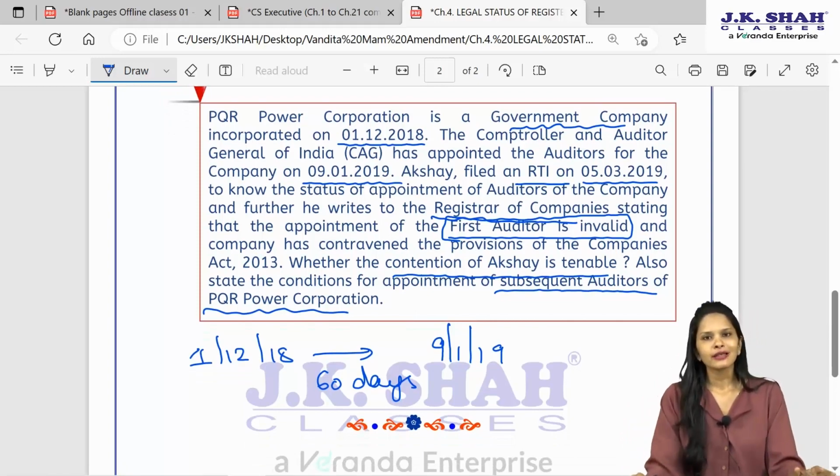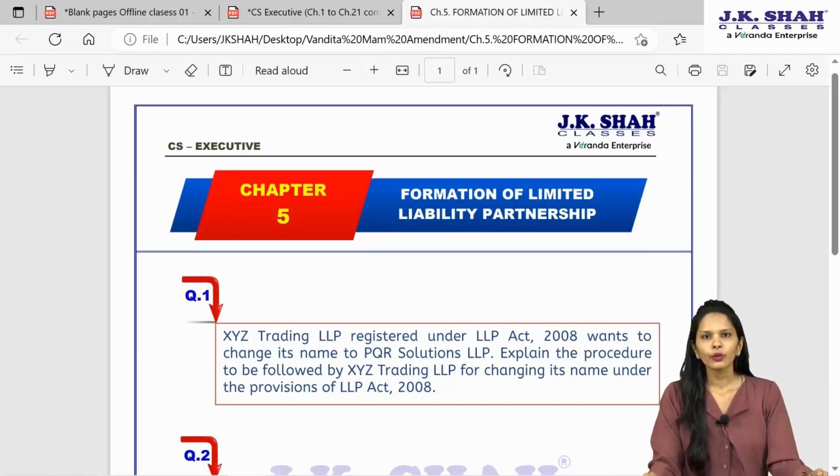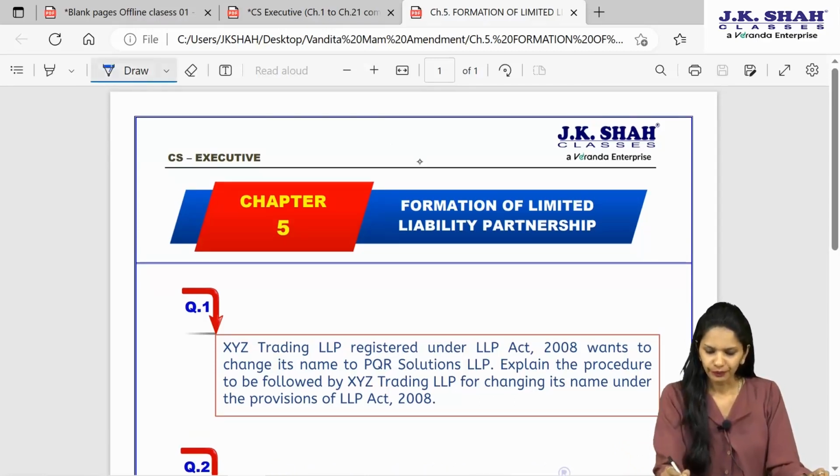Okay, I hope everyone has understood this. So now we are going to start with chapter number 5. Chapter number 5 is formation of your LLPs. Very easy chapter. That's why, students, the weightage is also very less. So the weightage over here comes around 4 marks. That too may be asked, may not be asked.